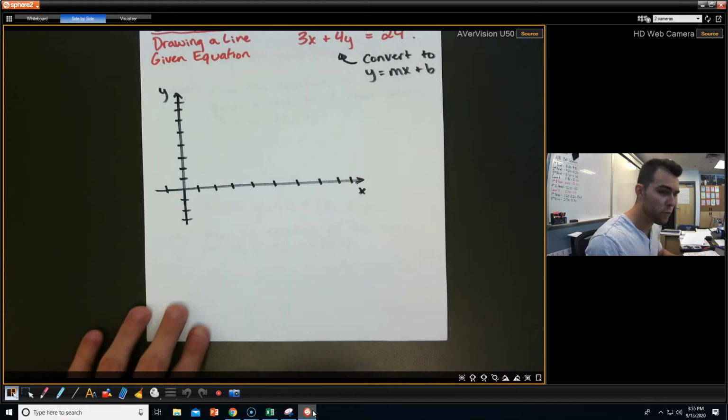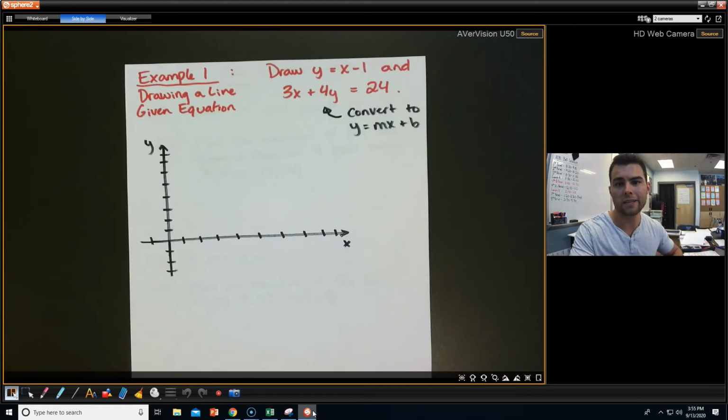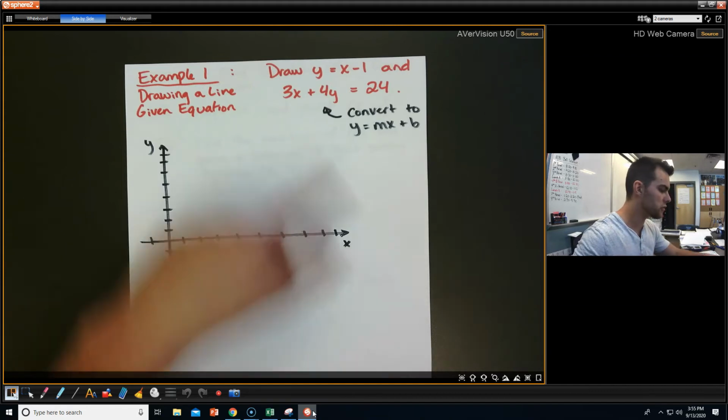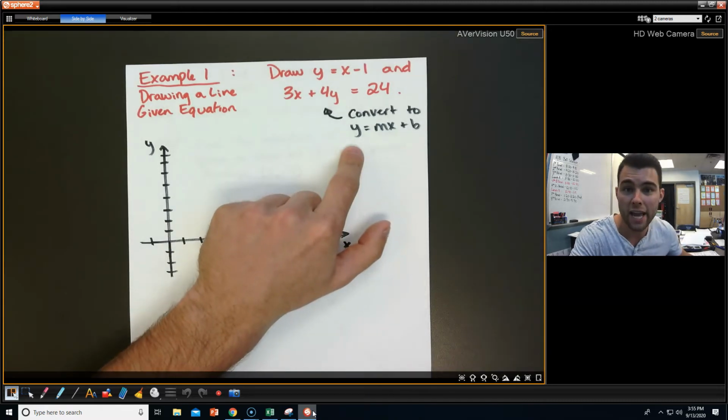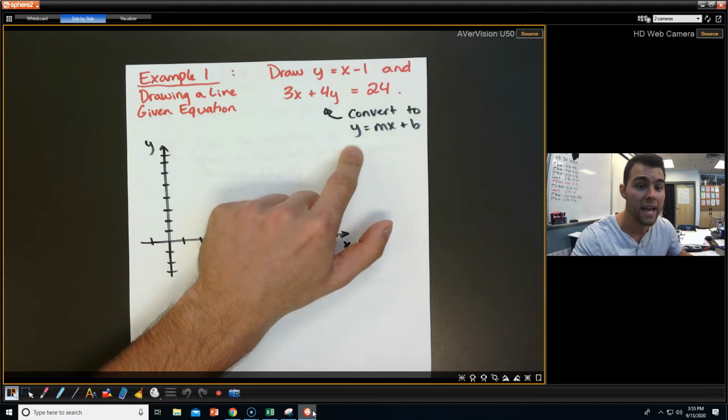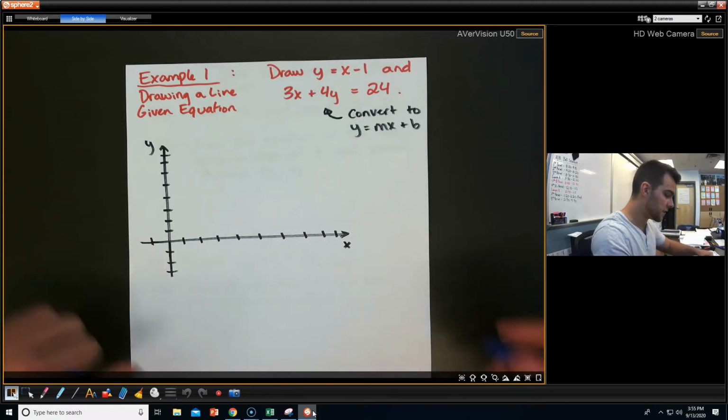Okay? Example 1, drawing a line given equations. Okay, so we're going to draw y equals x minus 1 and 3x plus 4y equals 24. Right off the bat, you see, I say, convert to y equals mx plus b. Do that right off the bat. How do we do that? Well, let's take a look.